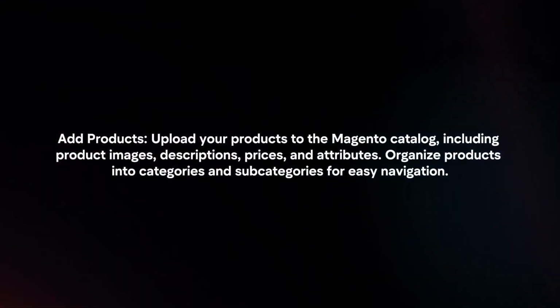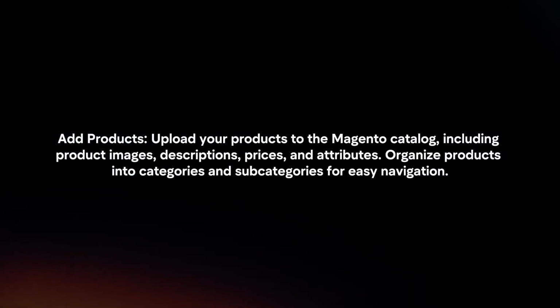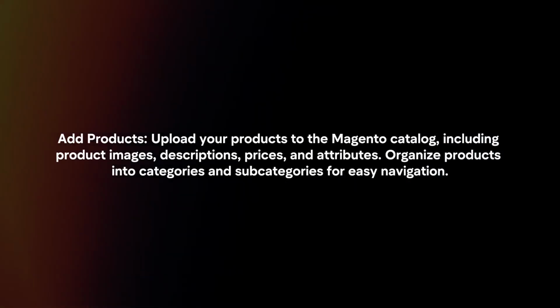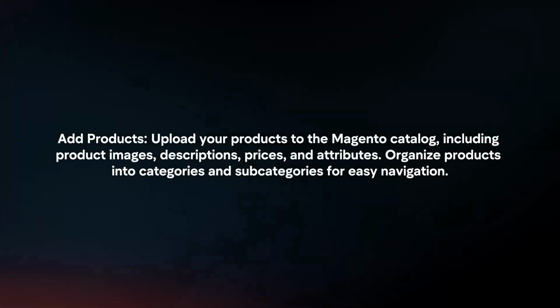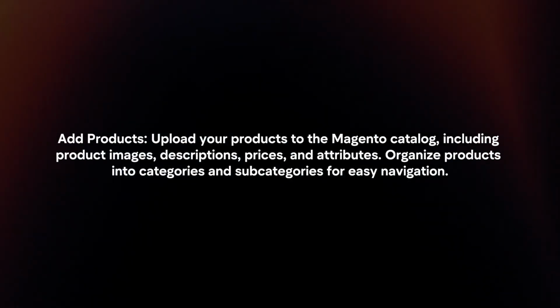Add products. Upload your products to the Magento catalog, including product images, descriptions, prices, and attributes. Organize products into categories and subcategories for easy navigation.